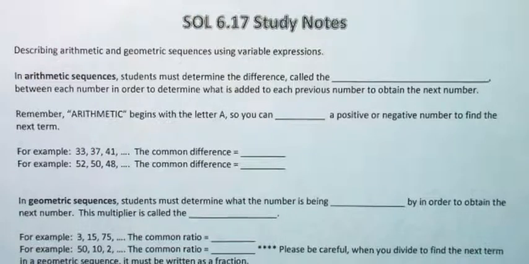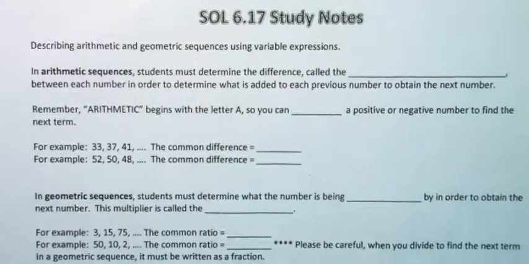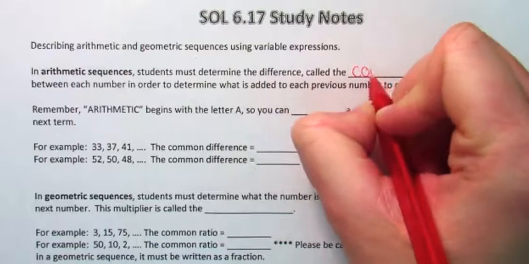Today we'll be looking at SOL 6.17, which is our SOL that dealt with sequences. So the first two types of sequences we're going to look at are arithmetic and geometric. Arithmetic would be the first, and in arithmetic you have to be able to know the difference between each term, and that's what we call the common difference.